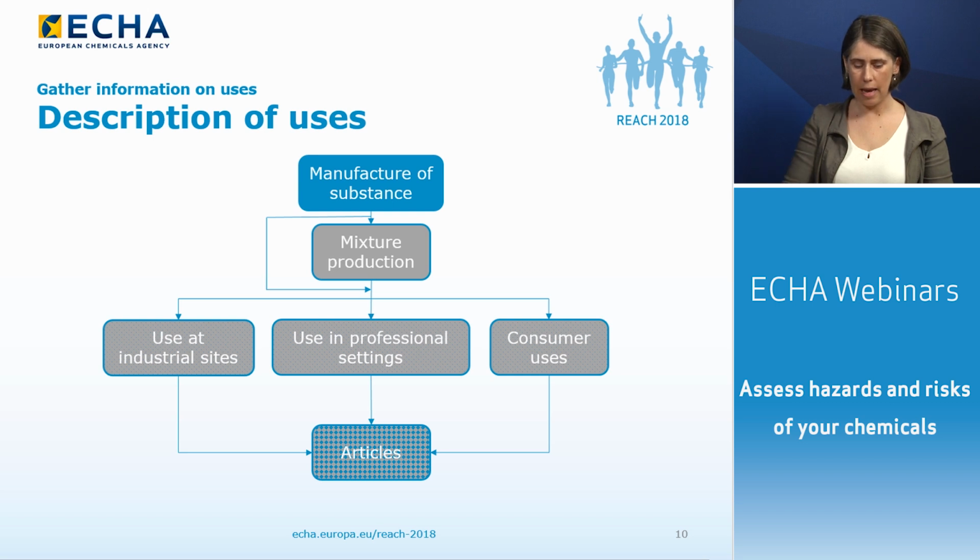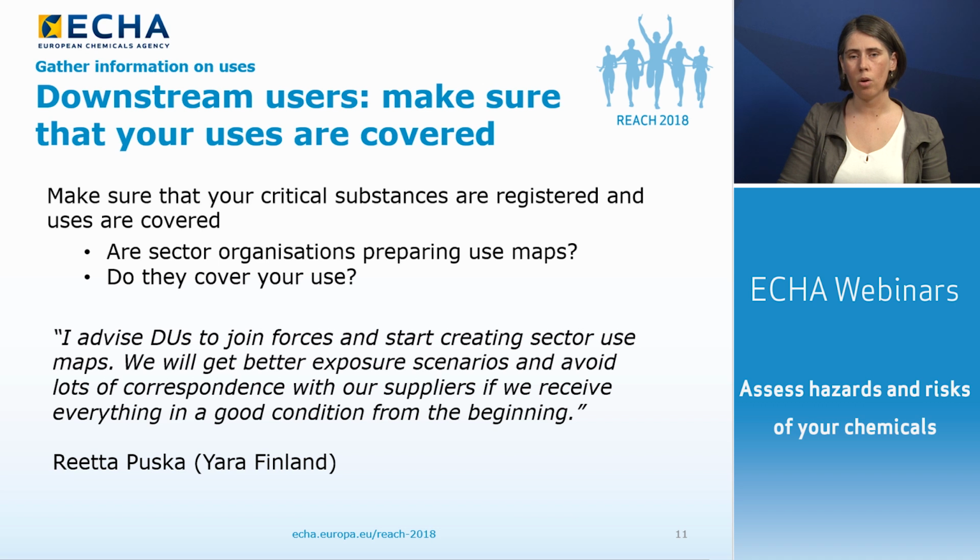In parallel to gathering hazard data, you also need to gather information on how your substance is used in your supply chain, from the manufacture or import through formulation, use at industrial sites, use by professionals and consumers, all the way to its end of life. As most of you are also downstream users, this is a good point in time to remind you that as a downstream user, you have to support the registrants so that your critical substances will be registered and your uses will be covered in their registrations.